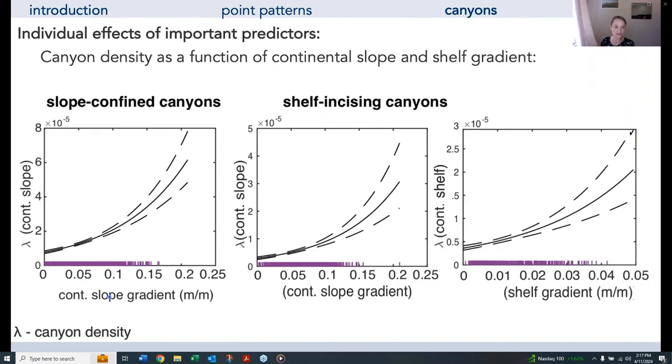For shelf-incised canyons, the picture looks very similar for continental slope gradients. Also, their density increases significantly with increasing slope gradient, but also with increasing shelf gradient.